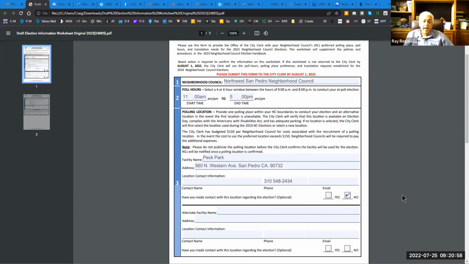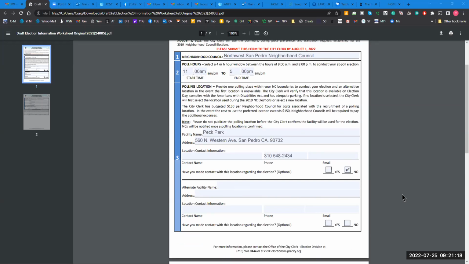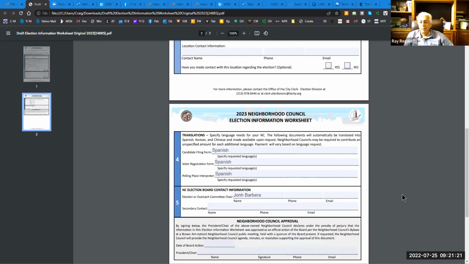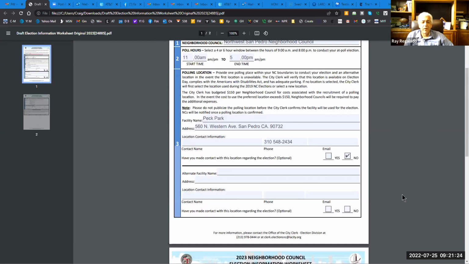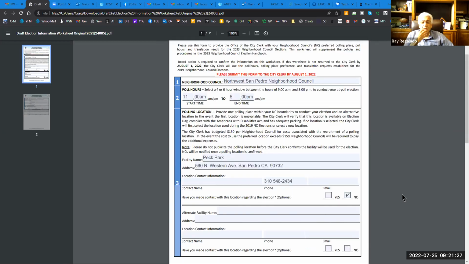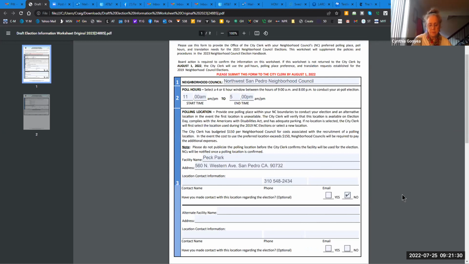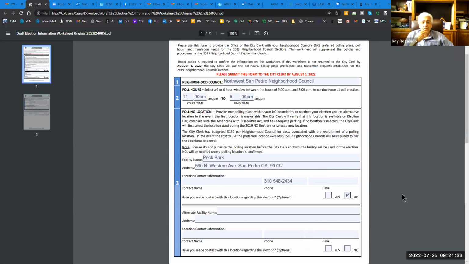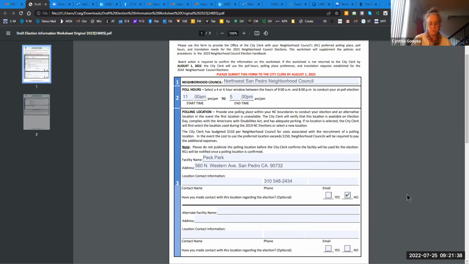Okay, so looking at item number 3, they're asking for a location. I'm gonna suggest Peck Park. Have I talked to them? No, but I can if you guys are in agreement. And then I'll also have to find out who the contact is. It would be Jennifer, is her name. Well, I'm gonna double check on who would be the contact. I'm not gonna take it for granted that we know at this point, but I will check on that. Then you'll be able to check the yes box. Yeah, absolutely. So are we okay with Peck Park? Yes. Okay.